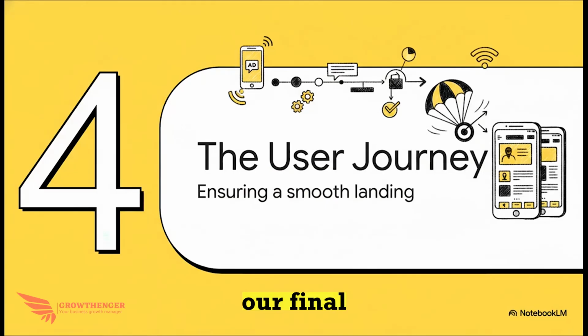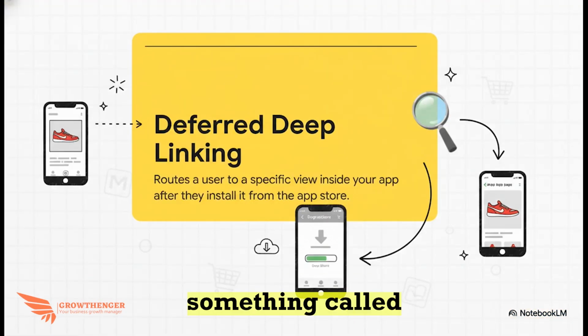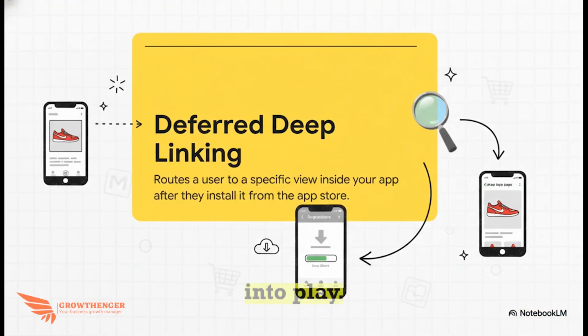All right, we're on our final technical check, perfecting the user journey. See, it's not enough just to get someone to install. You've got to make sure they have a perfectly smooth landing, guiding them from your ad directly to the right place inside your app. And this is where something called deferred deep linking comes into play. It's a really clever method that routes a brand new user to specific content after they've installed your app.